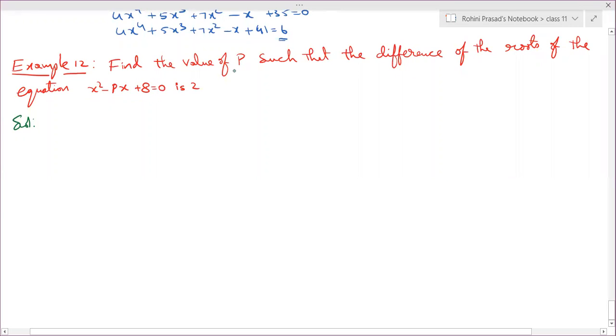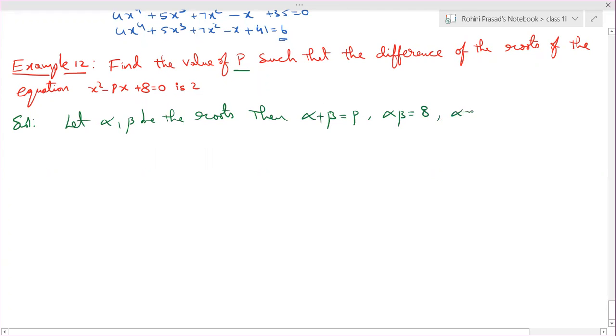They're asking us to find the value of p such that the difference of the roots of this equation is 2. Let alpha and beta be the roots of this equation. Then alpha plus beta equal to minus of minus p, which is p, and alpha beta equal to c by a, which is 8. And modulus of alpha minus beta is given as 2. Now using this, you need to get the p value.